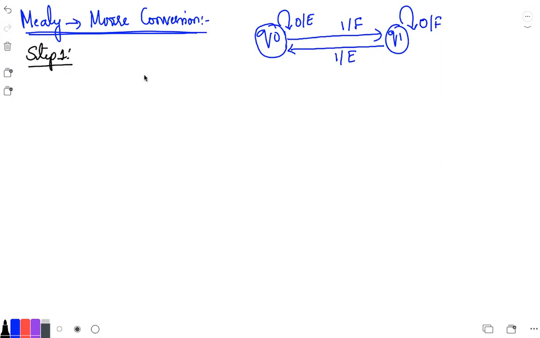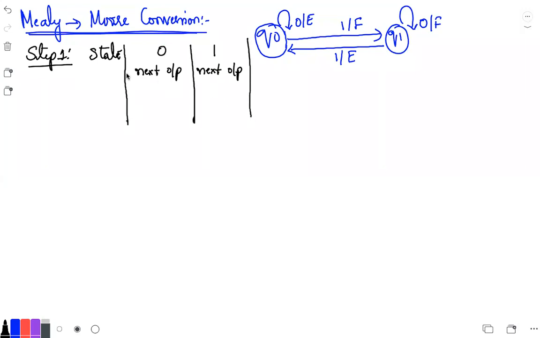Compute the transition table. So we have a state. The inputs are 0 and 1 in this case, and we have a next state and output. Sir, E and F, right? No, the input is 0 and 1, right, Atharva? E and F are outputs.